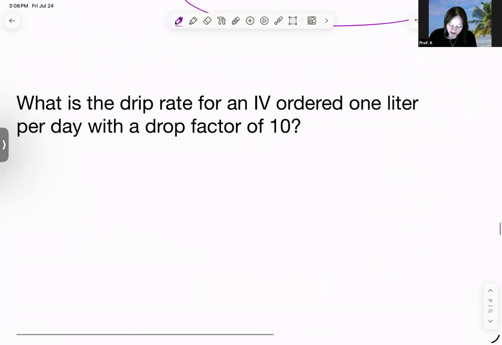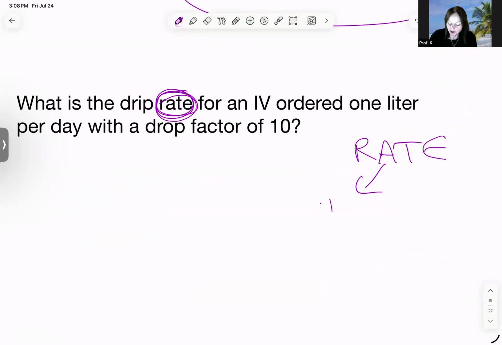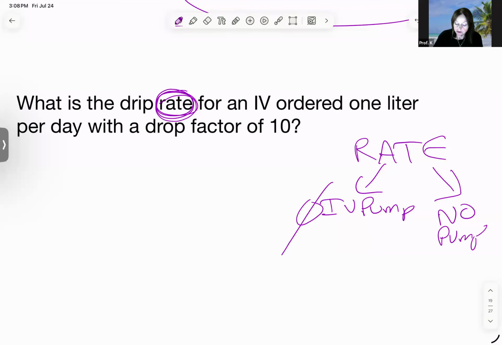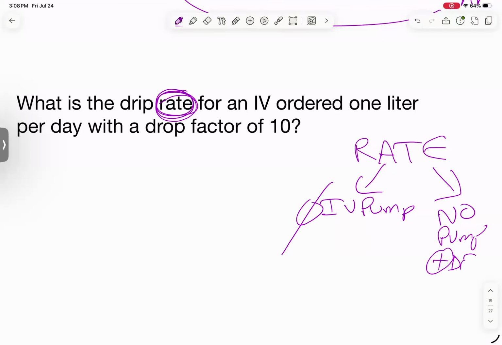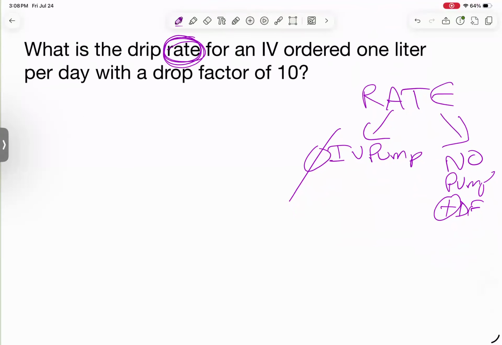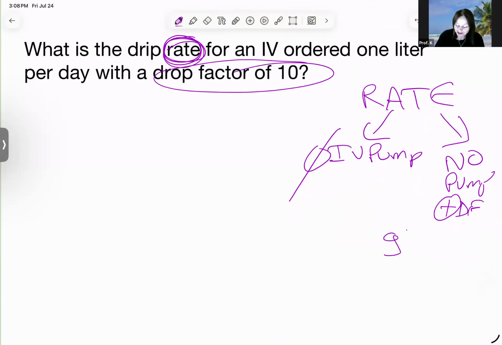Now, what is the drip rate? Do I have an IV pump in this question? No. So I know no pump. Do I have a drop factor? Yes. What am I solving for? Drops per minute. I don't have a pump and I have a drop factor, so my wanted is drops per minute.